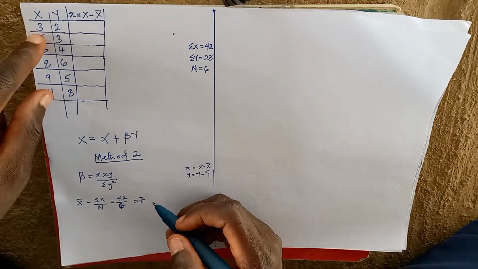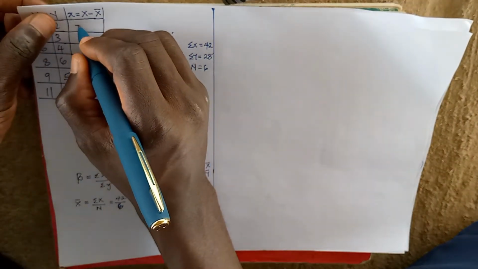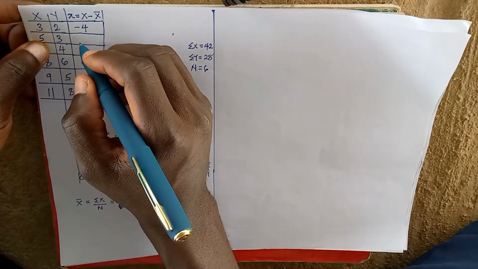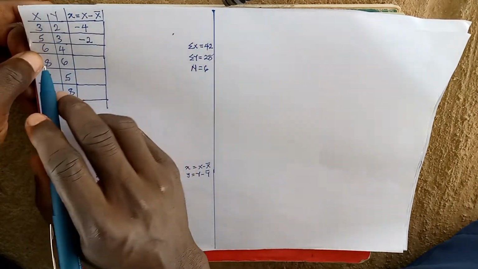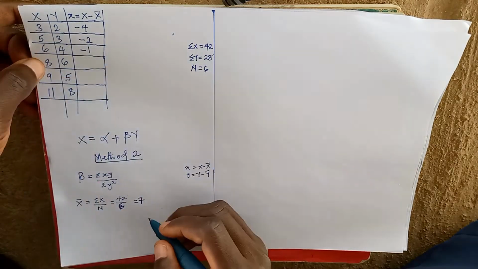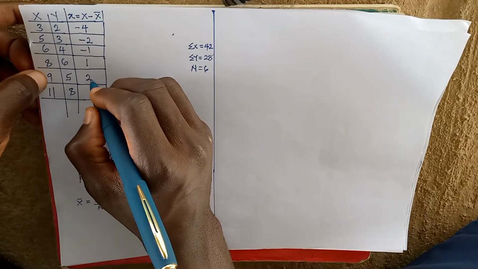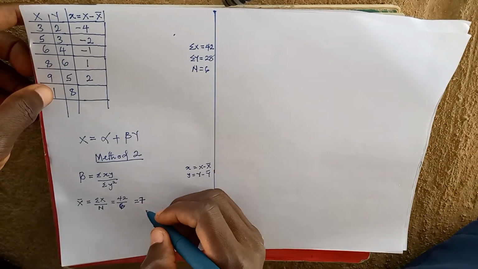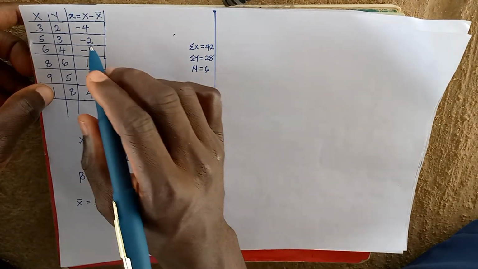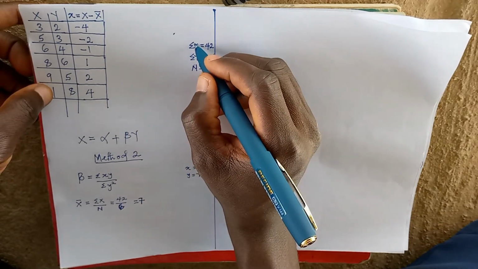So 3 minus 7 gives us minus 4. 5 minus 7 gives us minus 2. 6 minus 7 gives us minus 1. 8 minus 7 gives us 1. 9 minus 7 gives us 2. 11 minus 7 gives us 4. Now this is our small x.